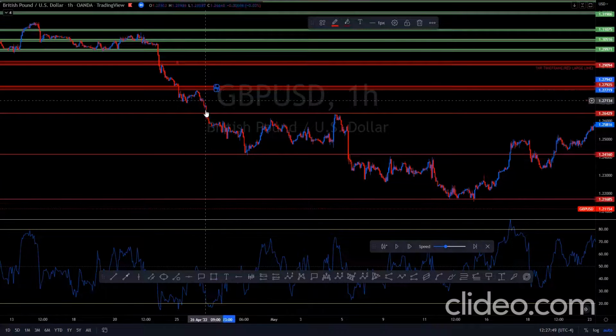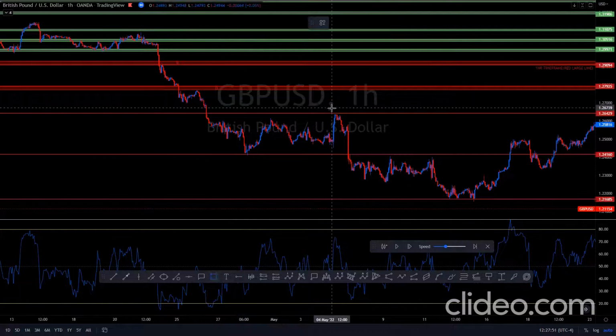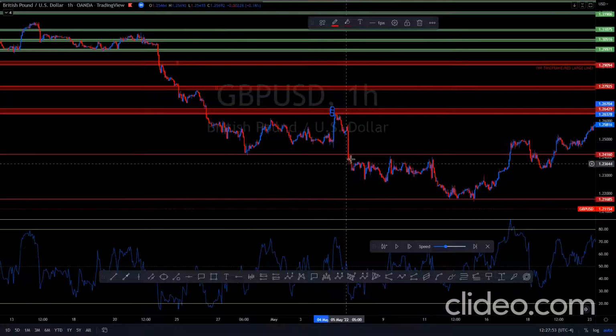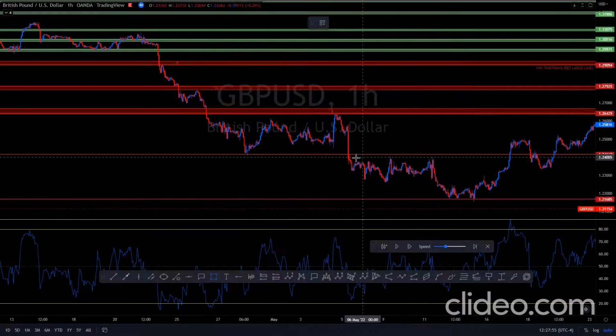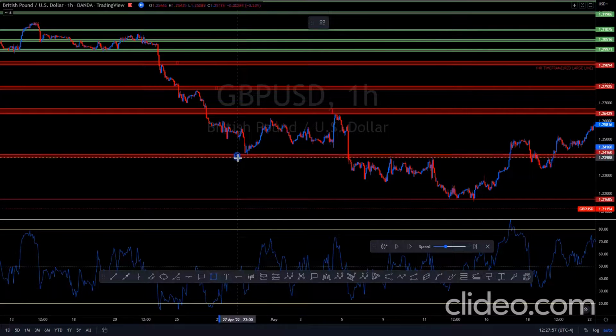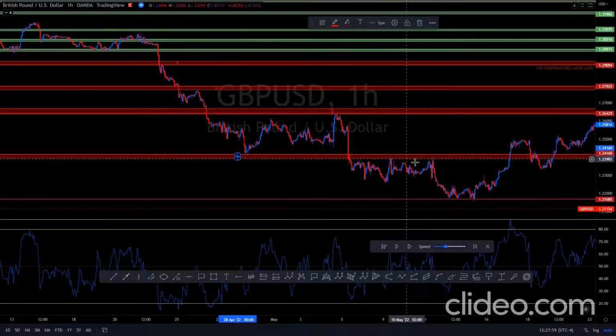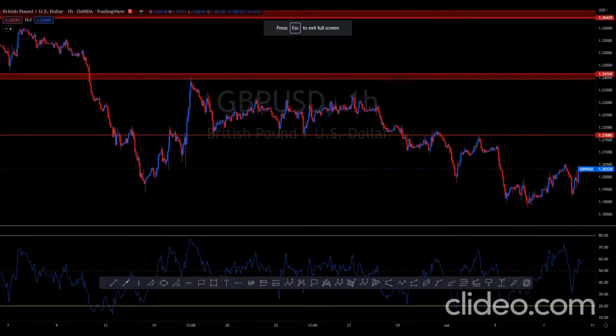See, price respected that area and dropped down. See that right here as well, drop down. And so you kind of see it. Price is grabbing all this liquidity grab up here, dropping down to this next zone.